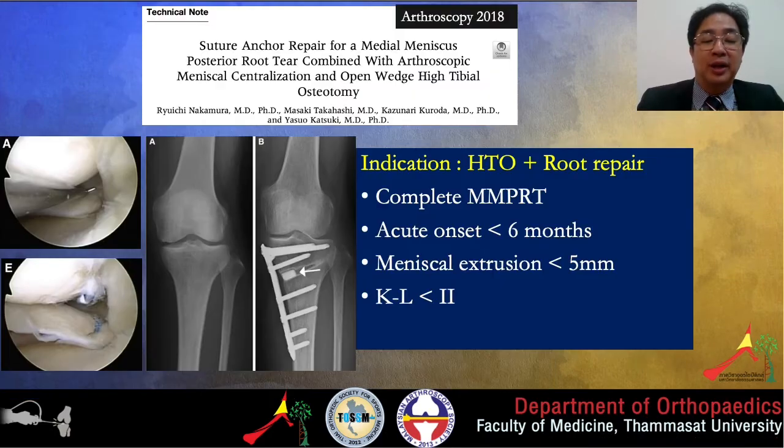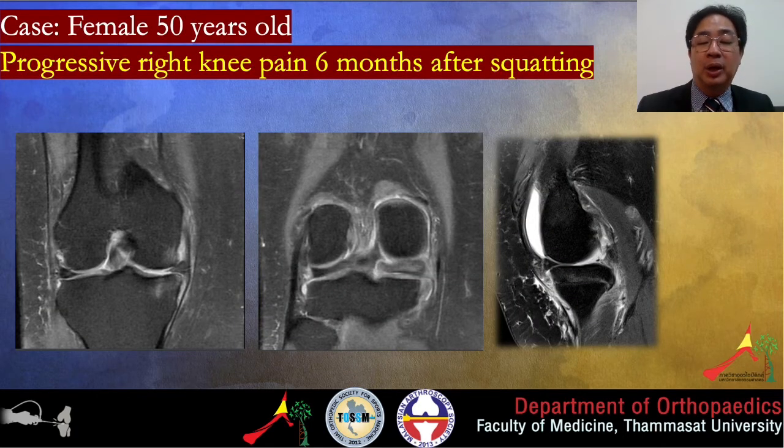The indication for HTO plus root repair includes acute onset of root tear less than 6 months, medial extrusion less than 5 mm, and the KL less than 2. 50 years old lady just progressive right knee pain for 6 months after squatting. MRI showed the meniscus extrusion with subchondral marrow edema, the Krebs side positive and the goat side positive.